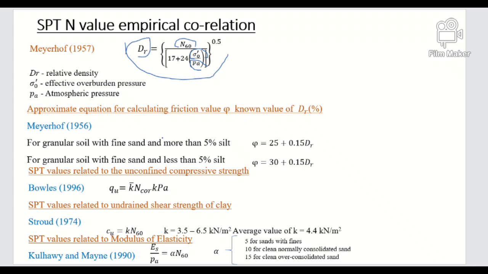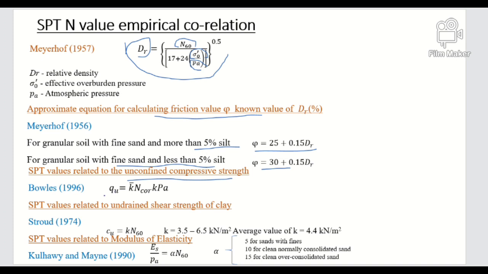Also we can find the angle of internal friction of the soil through this relative density value. Here the formula is there for granular soil with fine sand and more than 5% silt, so we can follow this. And if it is granular soil with fine sand and less than 5% silt, we can follow 30 plus 0.15 times the relative density.